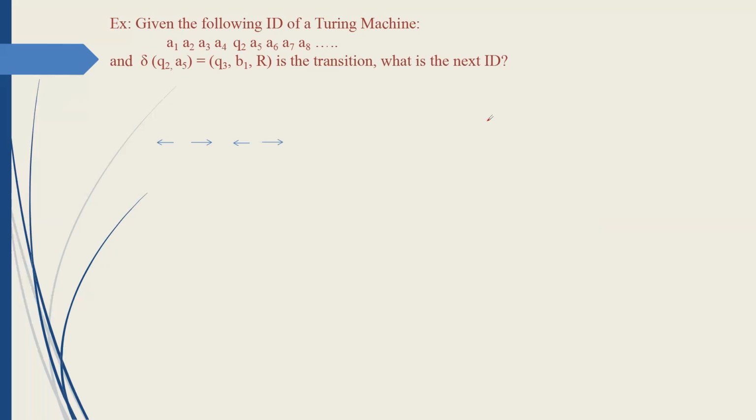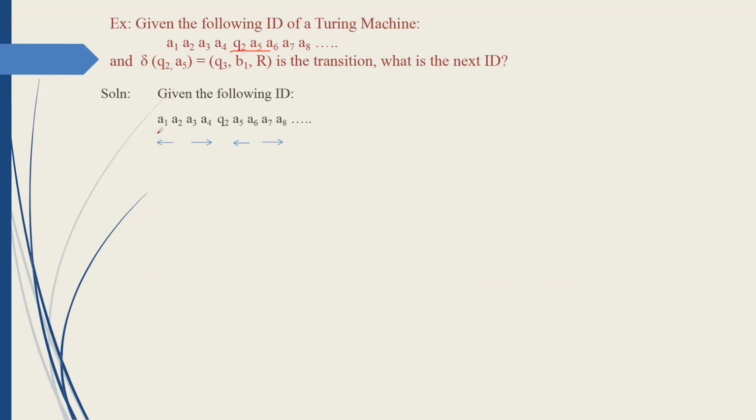So given the following ID of a Turing machine and delta(Q2, A5) = (Q3, B1, R) is the transition, what is the next ID? So what does it say here? You are in the state Q2, input is A5. So what we need to do? We need to change the state to Q3, replace A5 by B1, and move the cursor to the right direction. You check here, Q2 A5 is there. So what is it telling? Replace A5 by B1. This has to be changed to B1 and we have to move the cursor to the right direction.